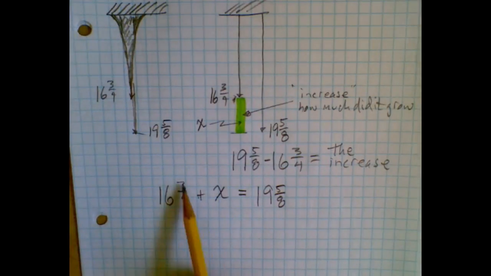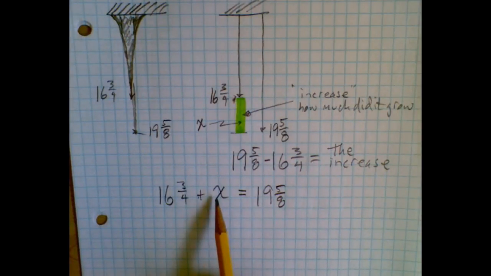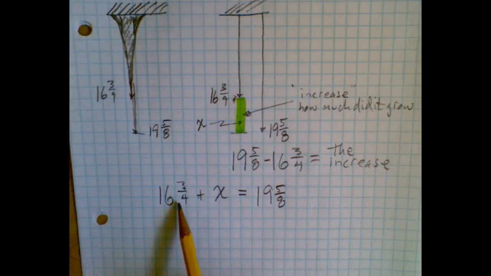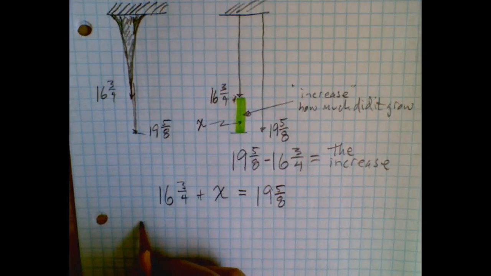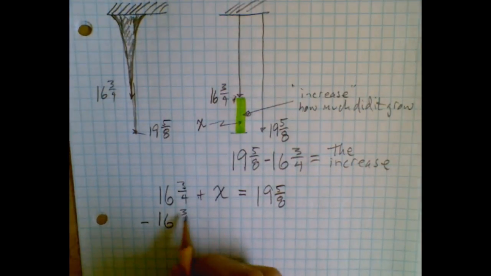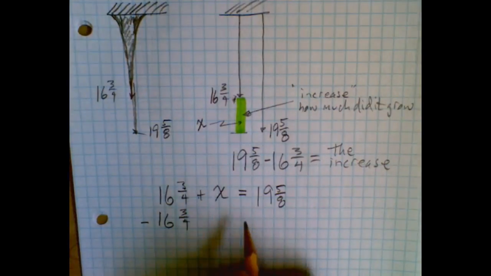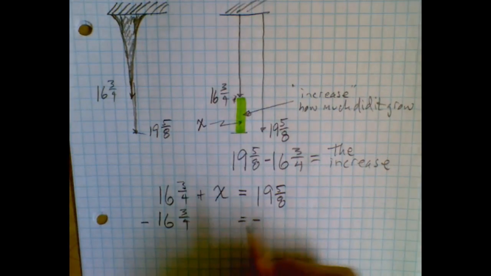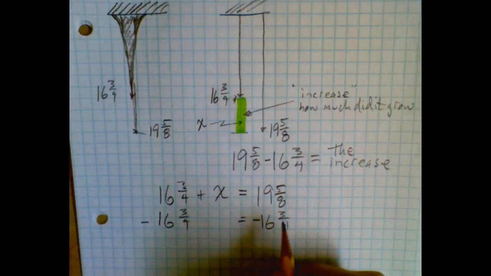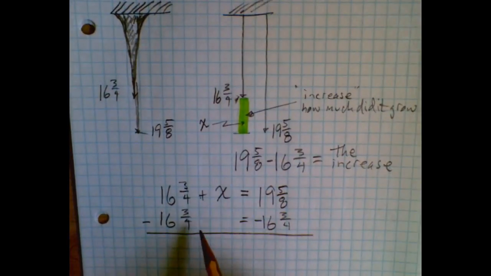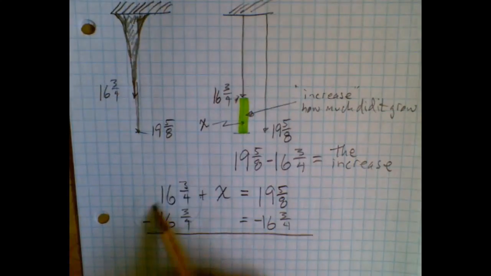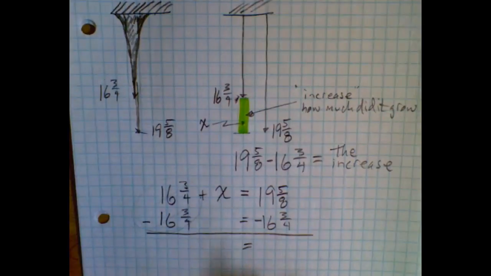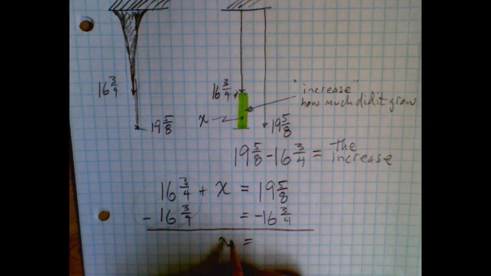Well, what's happening to the variable? Well, at the moment, I'm adding 16 3/4 inches. In order to get the variable by itself, I have to do the inverse or the opposite operation of what's happening. Well, what's the opposite operation of addition? Subtraction. That means I have to subtract this same amount here to get x by itself. Well, if I subtract 16 3/4 inches from this side, I'm going to have to subtract 16 3/4 inches from this side. When I do this, these two terms are going to cancel each other out. The only thing remaining on the left side of the equal sign is my x.